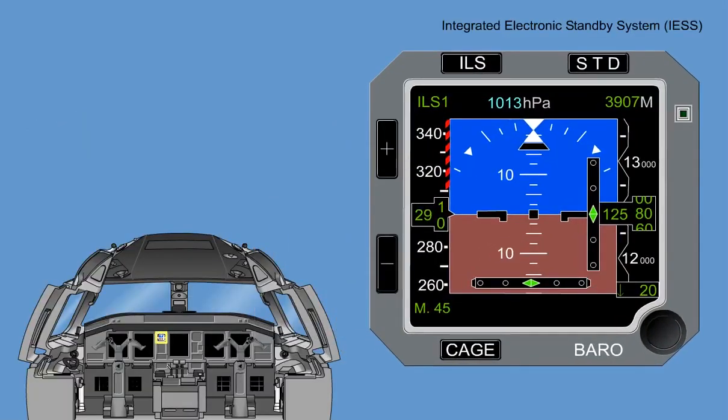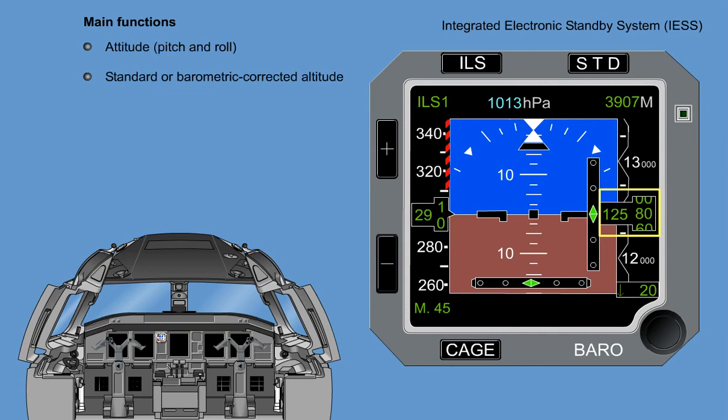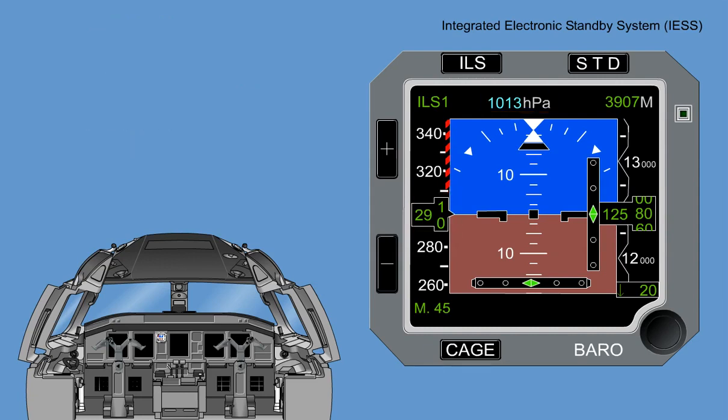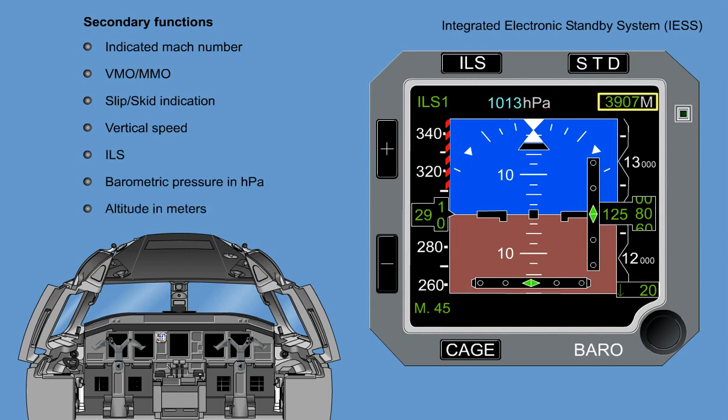The Integrated Electronic Standby System, IESS, permits the computation and the display of the three main functions, should the main instruments fail: attitude, pitch and roll, standard or barometric corrected altitude, and associated barometric pressure, indicated airspeed. In addition, the IESS provides the following secondary functions or displays: indicated Mach number, VMO, MMO, slip skid indication, vertical speed, ILS, barometric pressure in hectopascal, and altitude in meters.